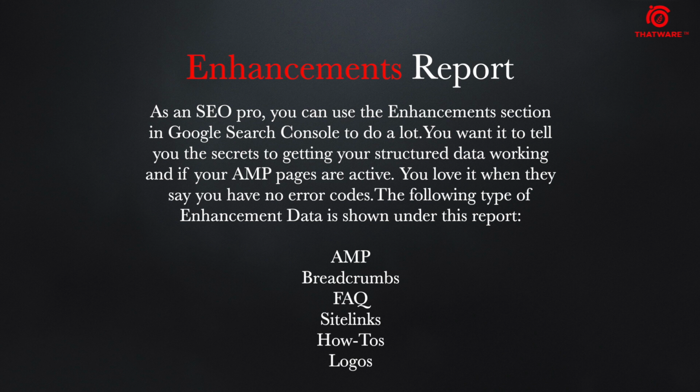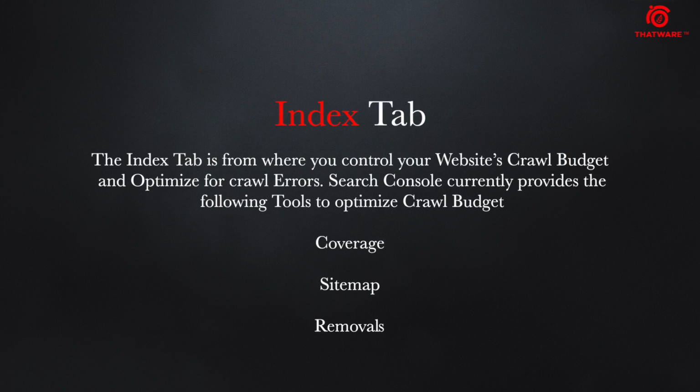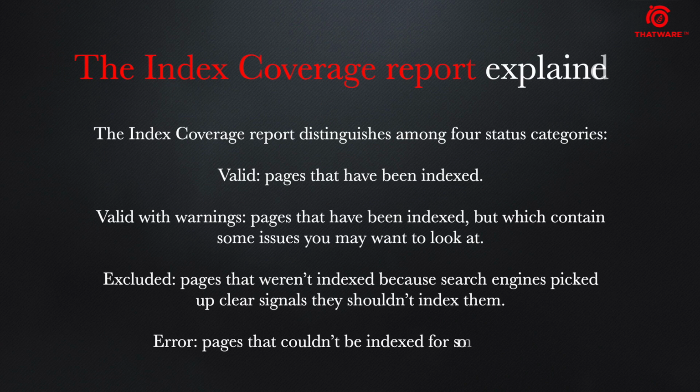There are various things. You can check your AMPs, your breadcrumbs, your FAQs, your site links, your logo errors, and so on. Then there comes the index tab. Under the index tab, normally there are three common areas: the coverage, the sitemap, and the removal. Under the coverage segment, you can see what all technical errors or warnings you have.